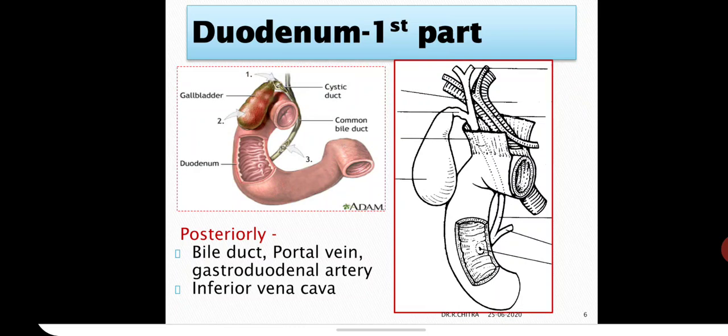So again in the posterior relations of the first part of the duodenum, you can see in the right side image bile duct, gastroduodenal artery, portal vein and inferior vena cava. So these are all the posterior relations of the first part of the duodenum.